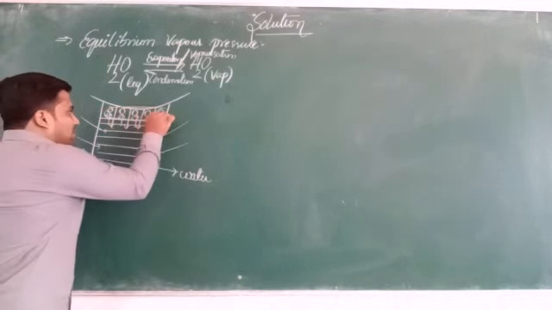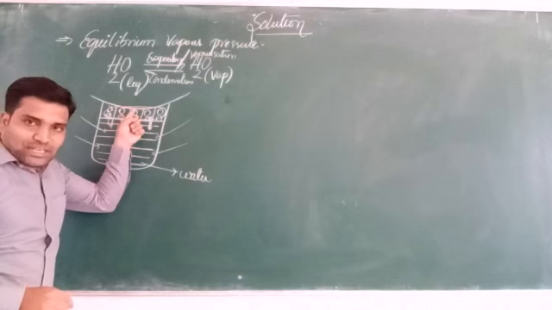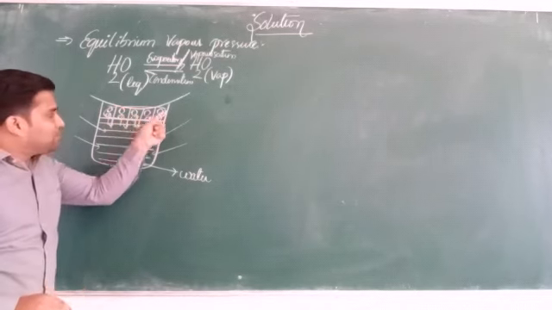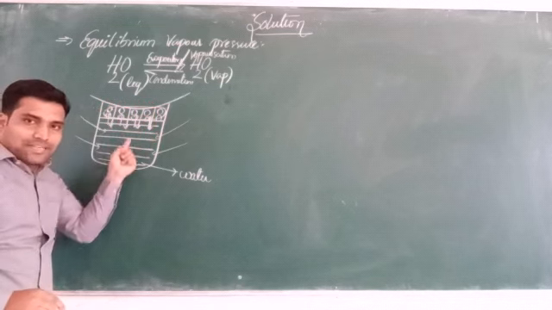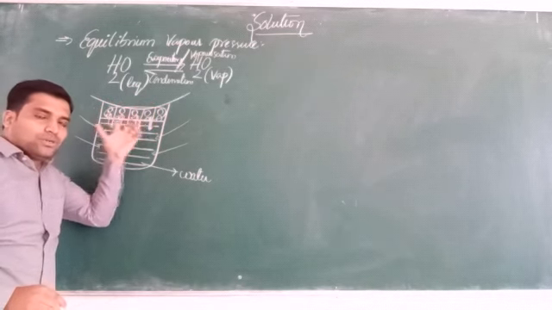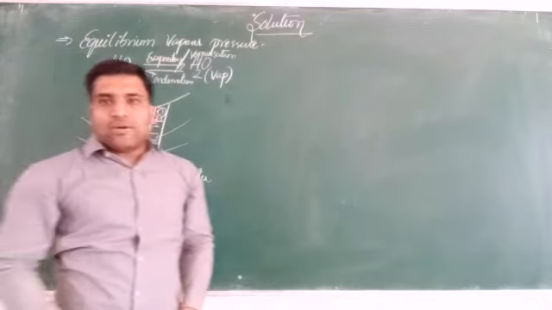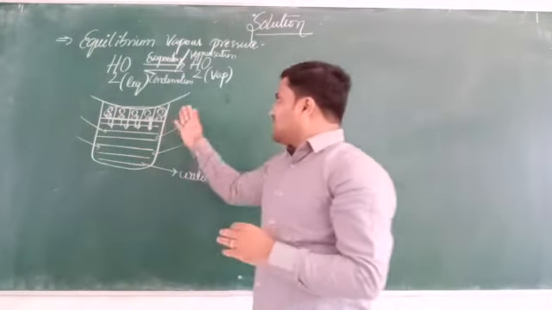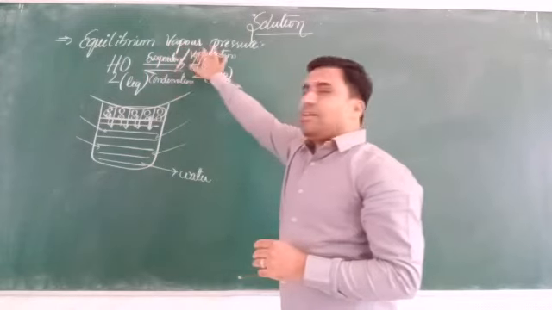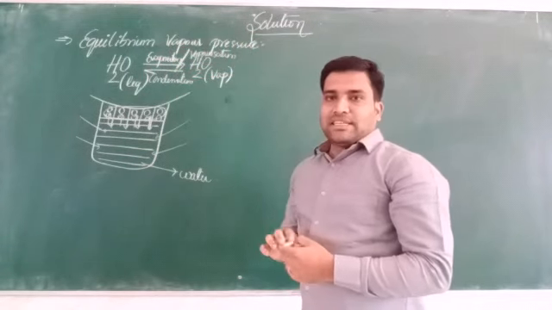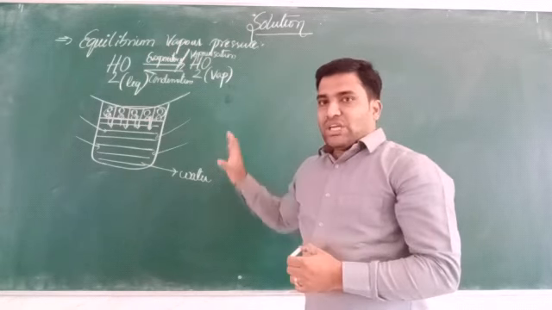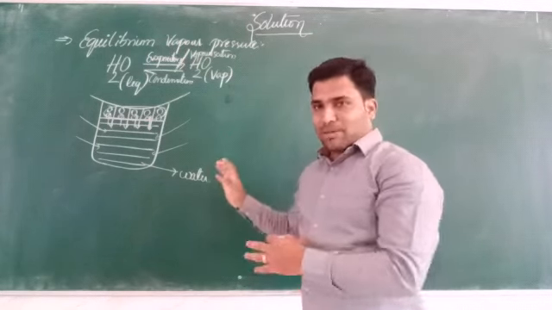Here pressure is exerted. In this part, pressure is exerted. When equilibrium is reached, the pressure being exerted on the liquid surface is called vapor pressure, or commonly equilibrium vapor pressure. Simply, we can say it as vapor pressure.